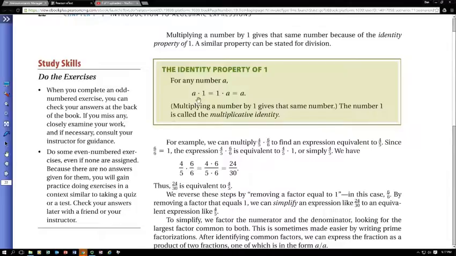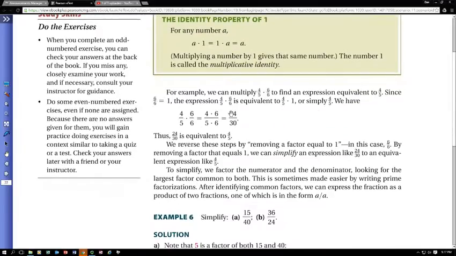That a times 1, any number a times 1 is equal to a, or in any order. I don't know why they have to put it in 2 orders, because multiplication has a commutative property. We already have that covered, right? This is the multiplicative identity, or the identity of multiplication, is this number 1. Okay?